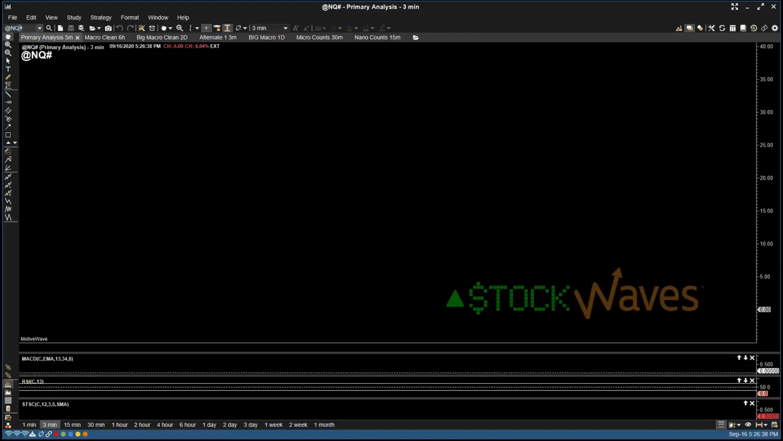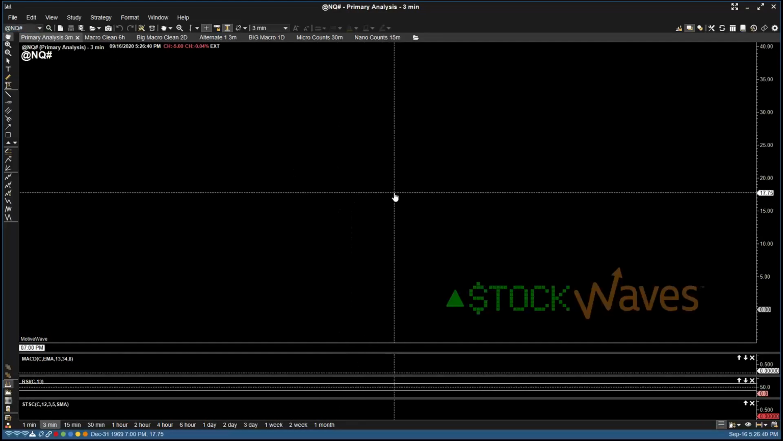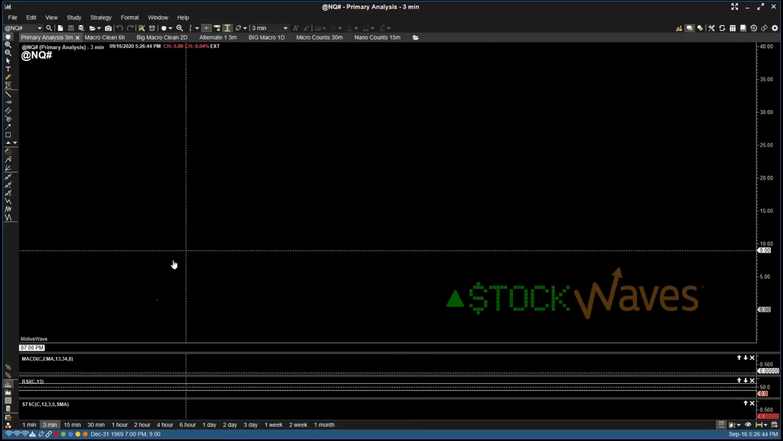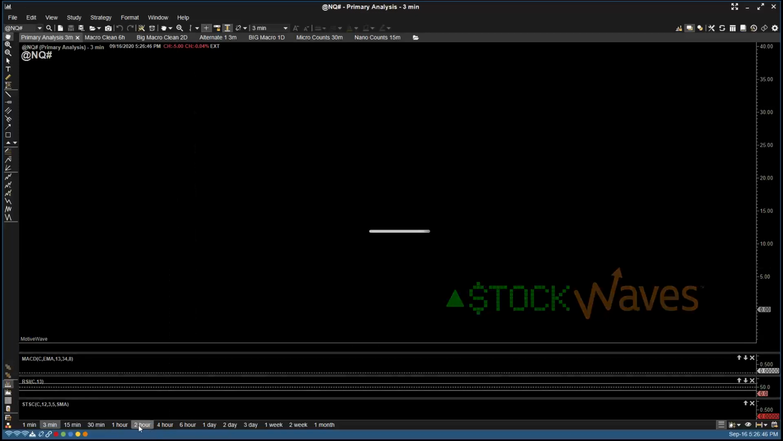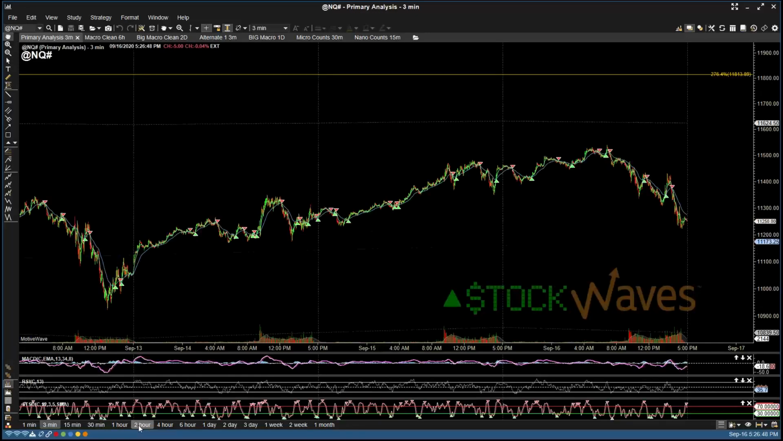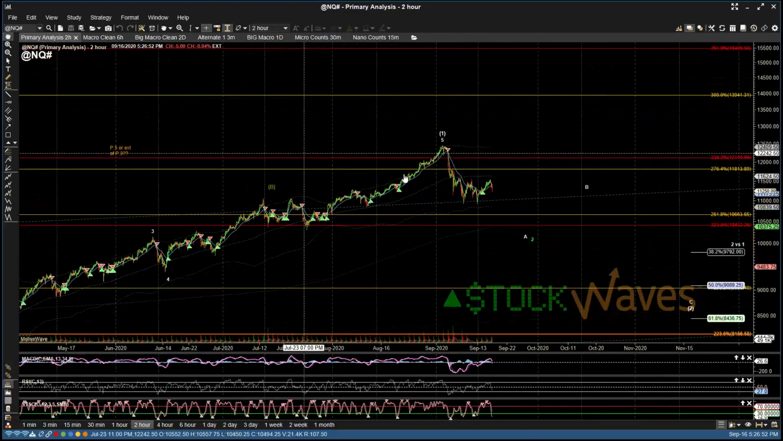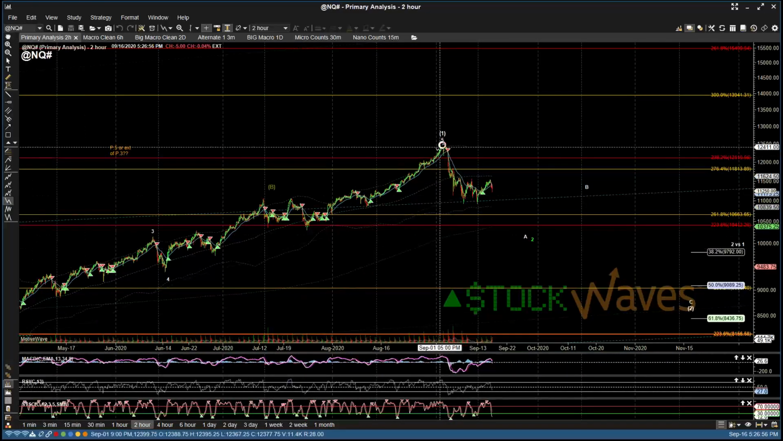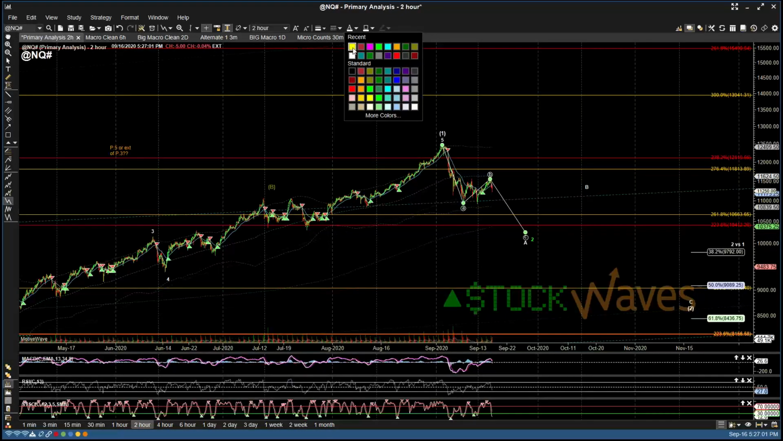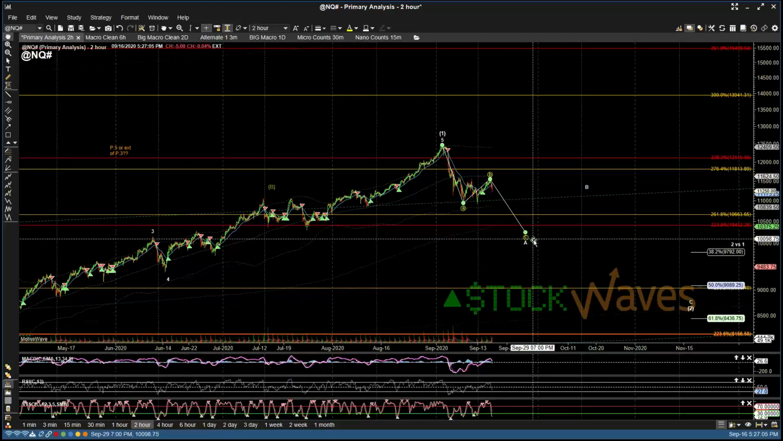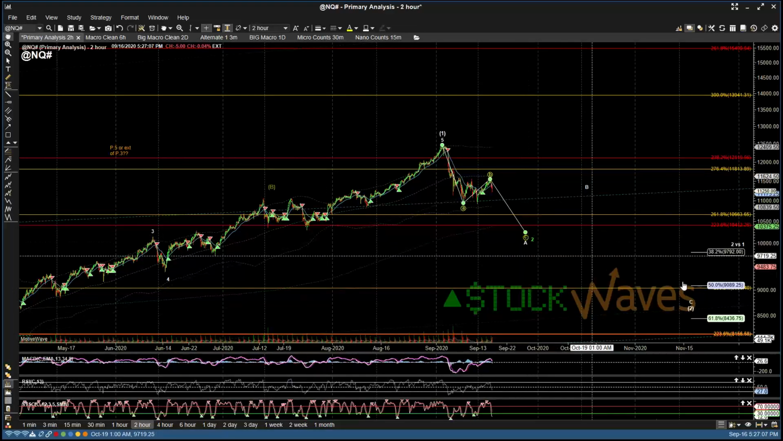The Nasdaq, I think, is more similar to the S&P. So again, we have the same yellow B-wave structure, setting up for either the A of our wave 2 or the 2 of the 3 already in green.